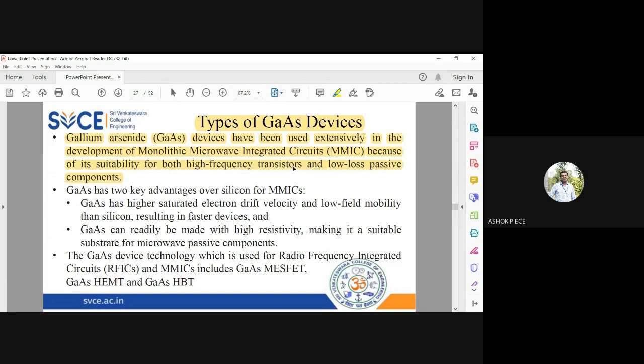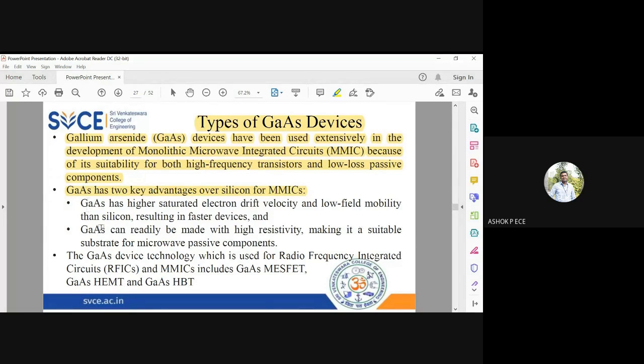Because of this suitability of high frequency transistors and low loss passive components, gallium arsenide is going to be the main contender for fabricating devices which are going to be used in the microwave or high frequency region. And gallium arsenide has two advantages over silicon. Why are we not using silicon at high frequencies? Why am I using gallium arsenide at very high frequencies?